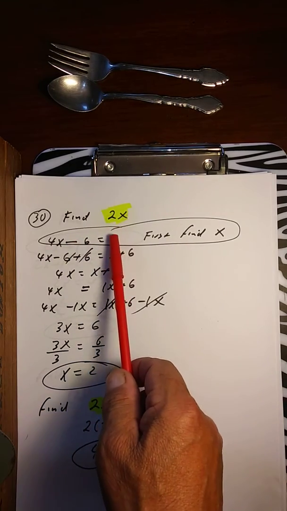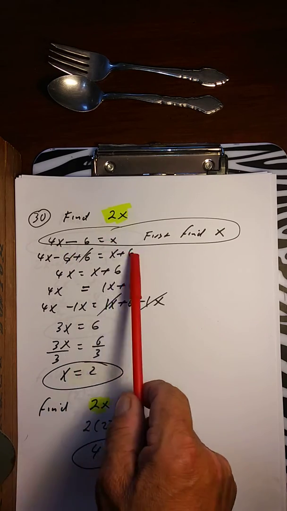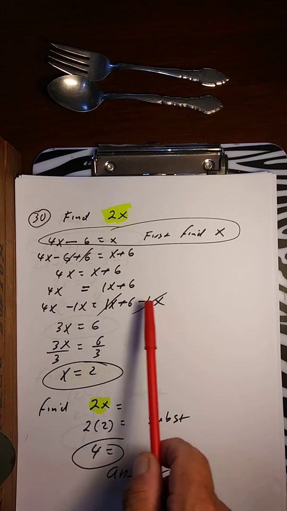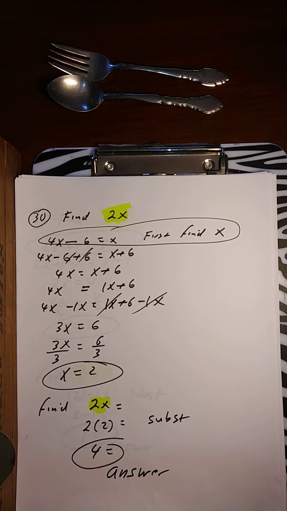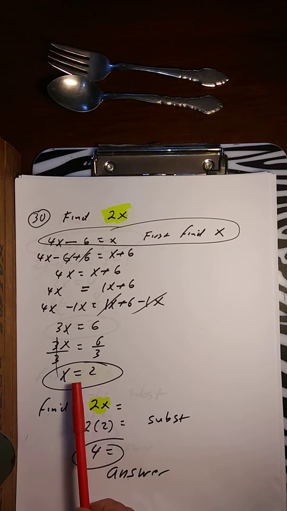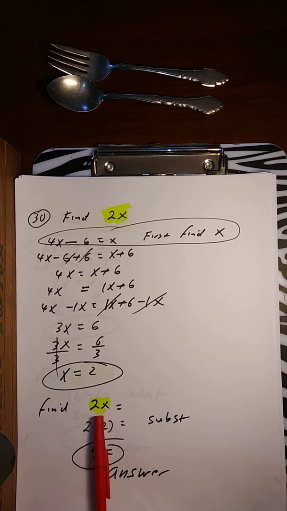Find 2x. So we have 4x minus 6 is this. So add 6, then minus 1x, so we have 3x equals 6, divided by 3, and then these will cancel right here. So we have left x is 2, but that's what x is. But we're going to find 2x. So go back here, substitute. 2x is 2 times 2 from this. 2 times 2 is 4. The answer is right there, 4.